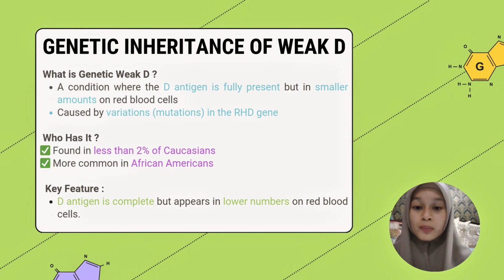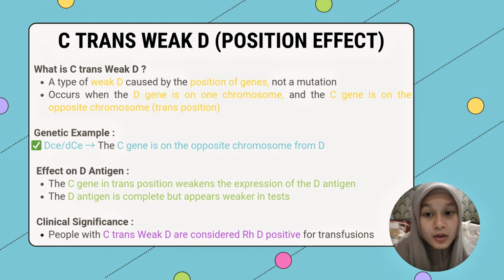Found in less than 2% of Caucasians and more common in African Americans. For the key feature, the antigen is complete but appears in lower numbers on red blood cells. So, the second type is C-trans weak D, or position effect. So, what is C-trans weak D?